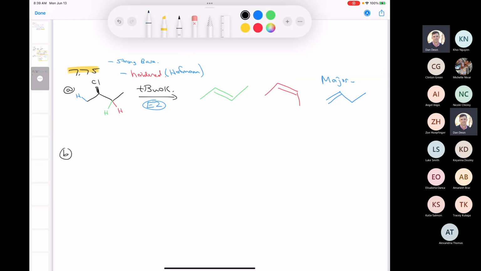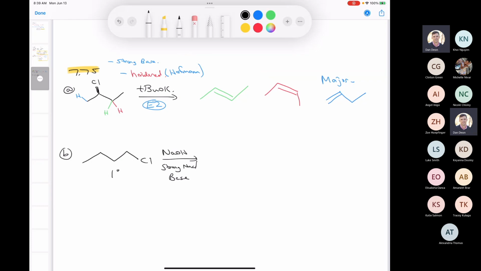So this is B. We're starting with 1-chlorobutane, and we're treating that with sodium hydroxide. So we've got a strong nucleophile, strong base. So you could write that in here, strong nucleophile / strong base. And we have a primary alkyl halide. So what does that mean? It means that our predominant product, our major product, is going to be the SN2 product.